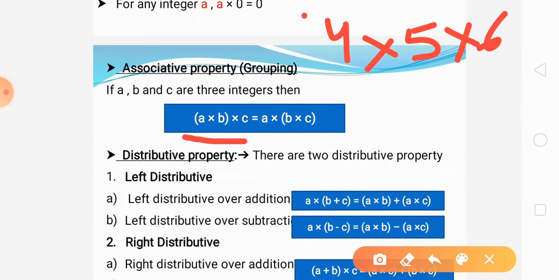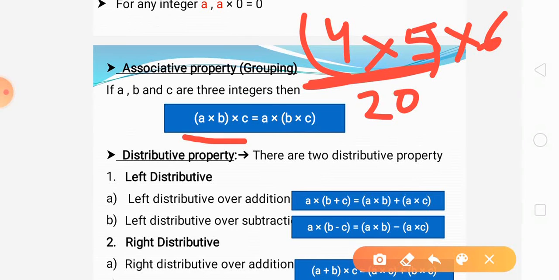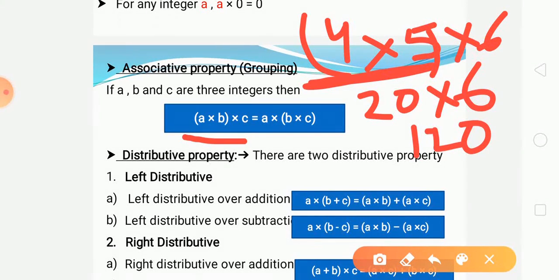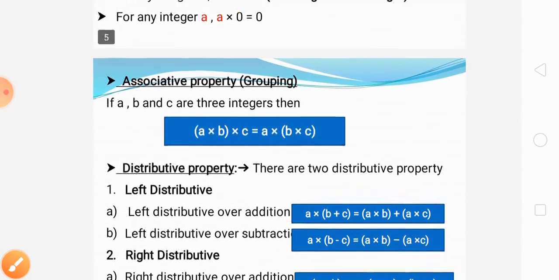I can make a group of 4 and 5. Here I have made a group of 4 and 5, the first two numbers. First I will multiply 4 into 5, that is 20, and then this answer will be multiplied by the third number, that is 6. So the answer will come 120.